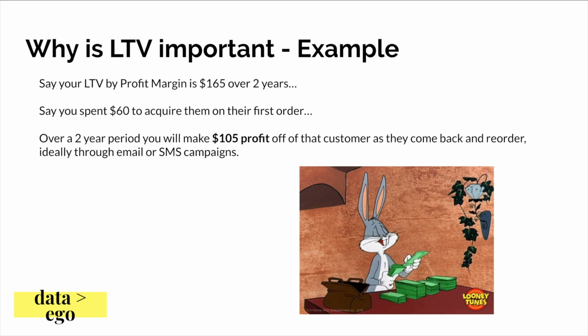So again, why is it important? Let's say your lifetime value by profit margin is $165 over a 2-year period, and say you spent $60 to acquire that customer on their first order. This would mean over that 2-year period, you'll be making $105 profit off of that customer as they come back and reorder from your website, ideally through a low-cost channel such as email, SMS marketing, or organic marketing. You can get people via retention marketing ads on Facebook, Instagram, Snapchat, Pinterest, and all of that. But ideally, these people will be coming back through you kicking ass at SMS marketing and email marketing.